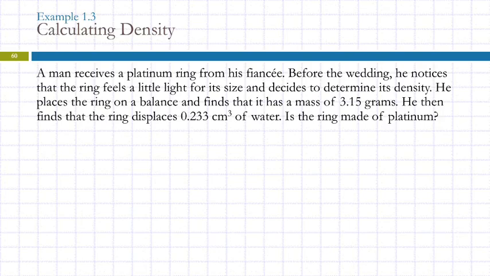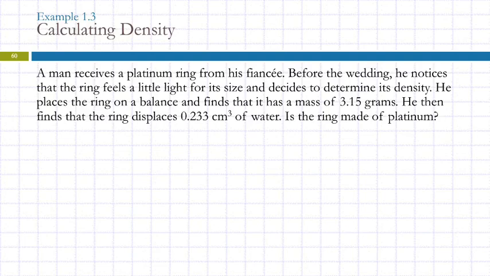Okay, so let's do this example, calculating density. Some of these have stories which may or may not make them more interesting. This one's a little bit interesting. A man receives a platinum ring from his fiancée. Before the wedding, he notices that the ring feels a little light for its size and decides to determine its density. He places the ring on a balance and finds that it has a mass of 3.15 grams. He then finds that the ring displaces 0.233 cubic centimeters of water. Is the ring made of platinum?